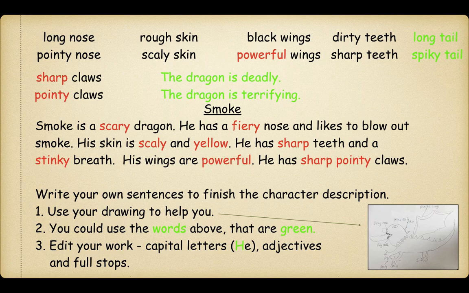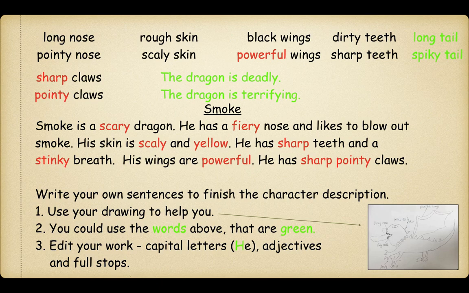And last of all, we need to edit our work. Edit your work. Every sentence must start with a capital letter. Can you see in brackets? I've got he, and I've coloured the letter H in green because I need a capital H to begin my sentence. And if you use your drawing and you have the adjectives that describe the noun, you will be able to just use them in the sentences that you write.